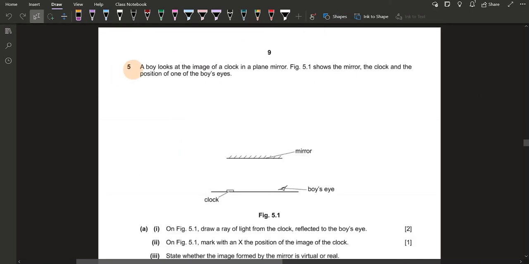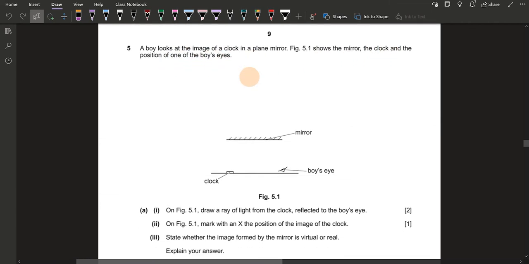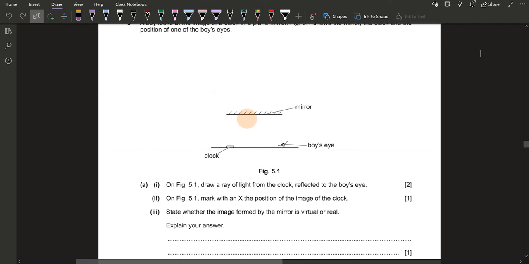Question number 5. A boy looks at the image of a clock in a plane mirror. Figure 5.1 shows the mirror, the clock, and the position of one of the boy's eyes. Okay, this is the eye, this is the mirror, and we have a clock here. So, part A, I says that on figure 5.1, draw a ray of light from the clock reflected to the boy's eye.